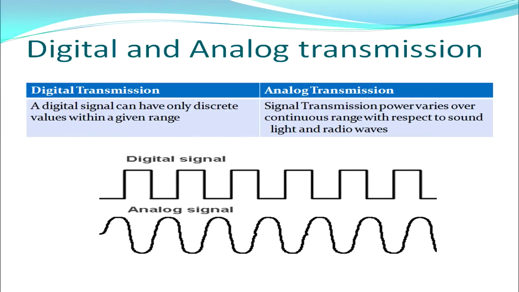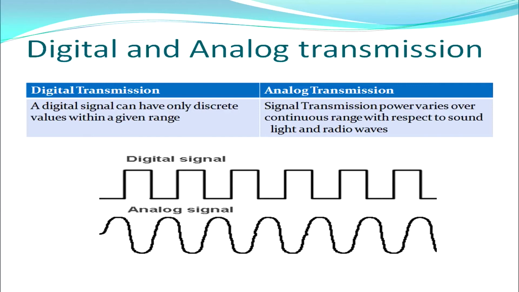Next, we move on to very broadly classified transmission types. This is the digital and analog transmission types. A digital signal can have only discrete values 0 and 1. There is nothing in between these 2 discrete values. On the other hand, an analog signal varies over a continuous range with respect to sound, light, radio waves or time. So, today in our computer networks, we are basically following the digital transmission mode, that is the discrete transmission mode.